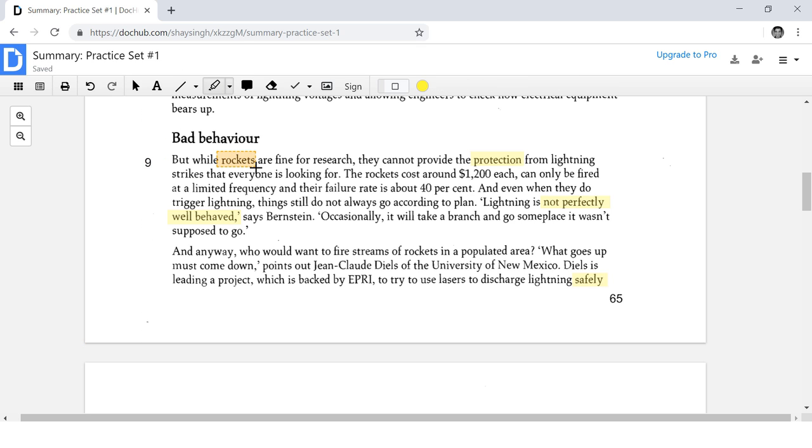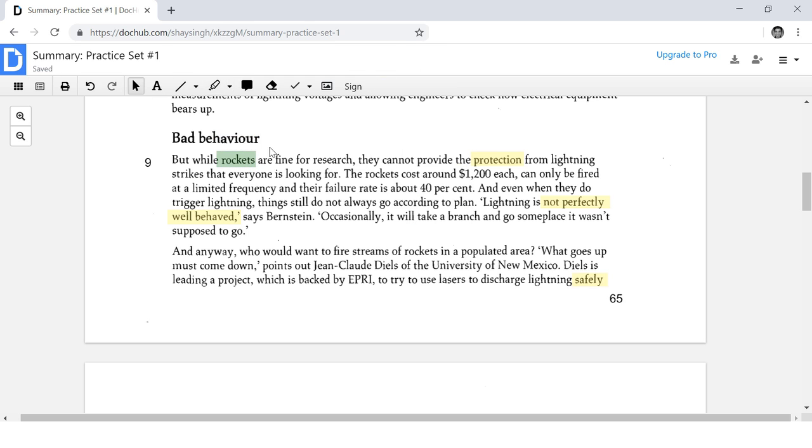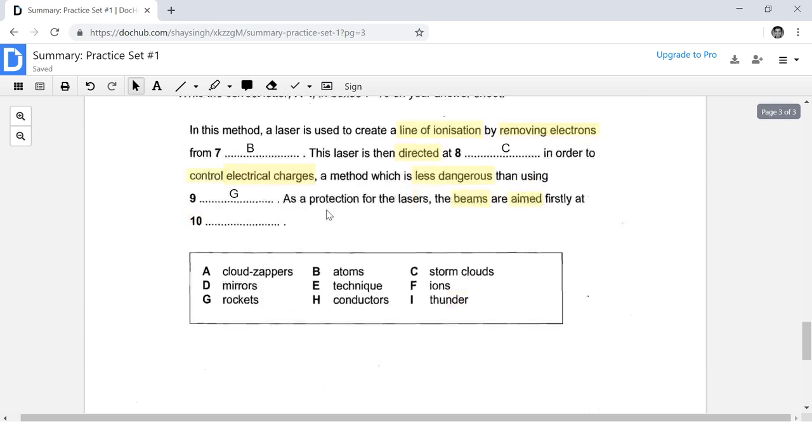I'll mark that for you as well. It mentions here that it's less safe. Great. Now let's knock out our final one.